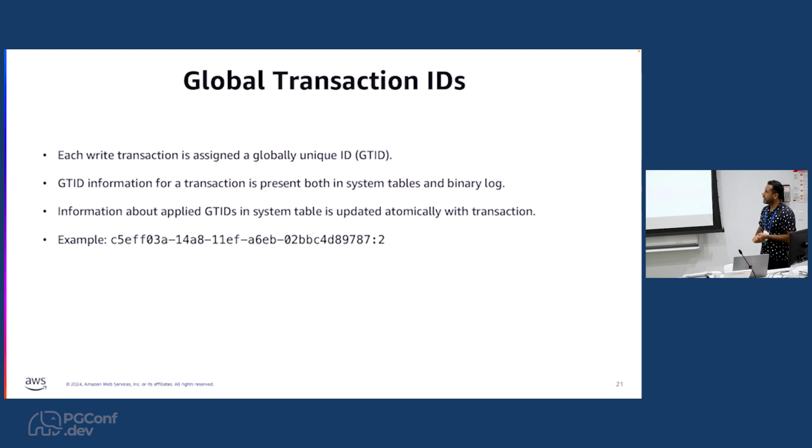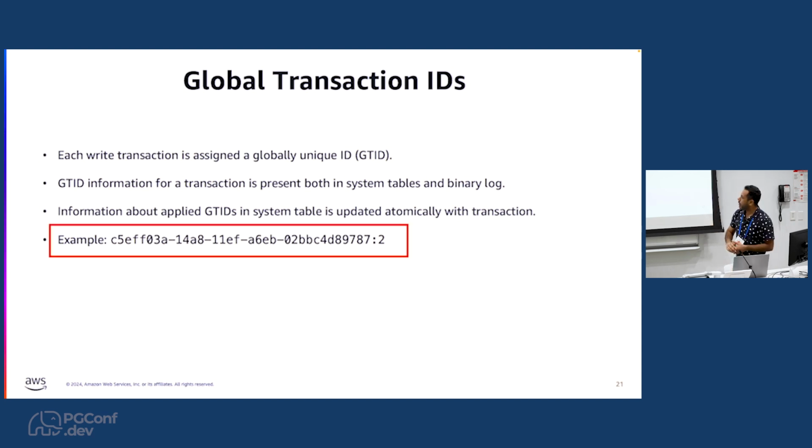So in GTIDs, every transaction is assigned an ID, and we call it a globally unique ID. This GTID information is present both in the system tables and the binary log, and it is updated transactionally in the system table. And this would be an example of a GTID.